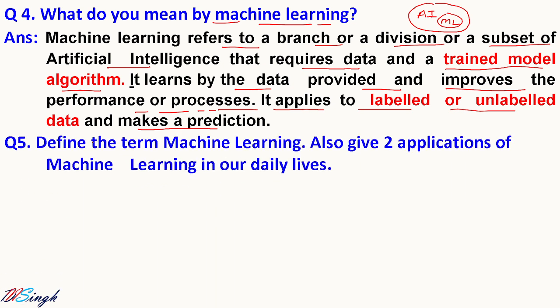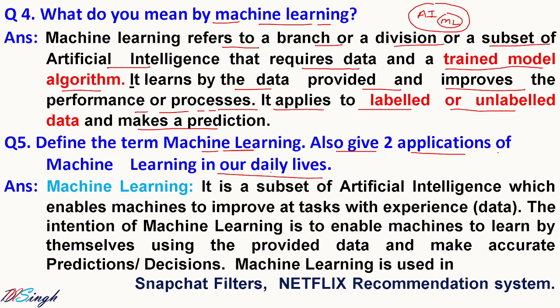Let us go for the next question. Define the term machine learning. Also give applications of machine learning in our daily life. So this is just an extension of the previous question itself. Define machine learning. So what should be the definition of machine learning? Machine learning is a subset of artificial intelligence. Fine, we have already seen. It is a subset of artificial intelligence which enables machines to improve. Okay, very important line. You just read it 2-3 times. Enables machines to improve at a task with experience through data.